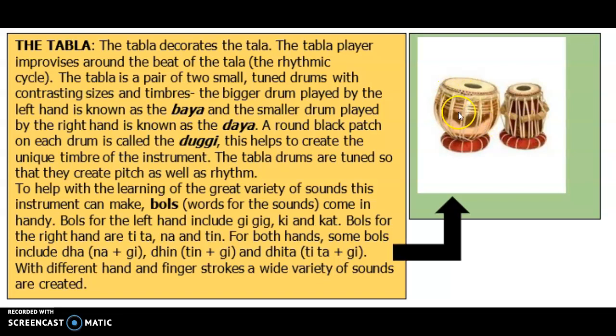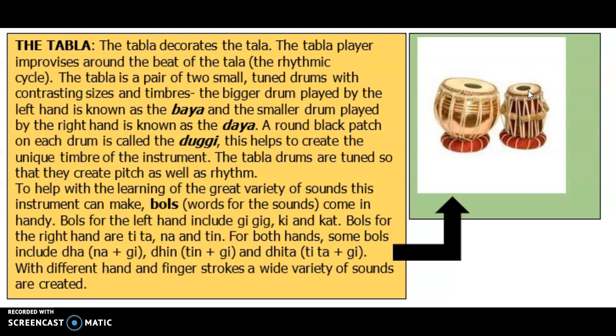The bigger drum, played by the left hand, is known as the baya, and the smaller drum, played by the right hand, is known as the daya. You will see there's a round black patch on each of the drums, and they call that the doogie, and this helps to create the unique timbre of the instrument. The tabla drums are tuned so that they create pitch as well as rhythm.